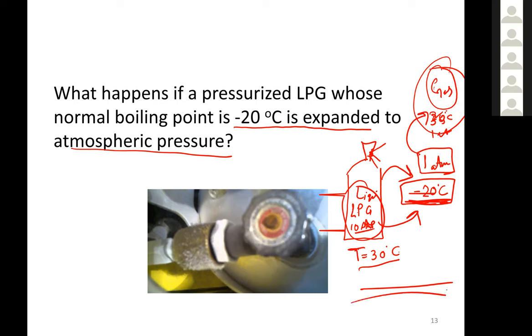So what happens for this phase to change? It needs to absorb heat. Where would that heat be absorbed from? It's going to be absorbed from the surrounding. Hence, the surrounding will be cooled because of this phase change process.